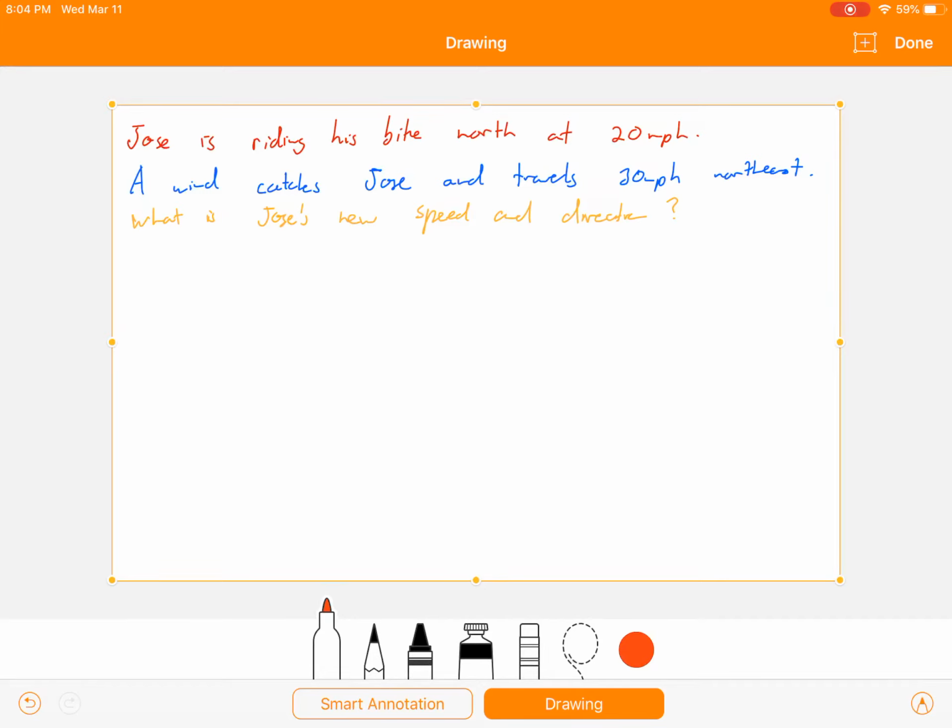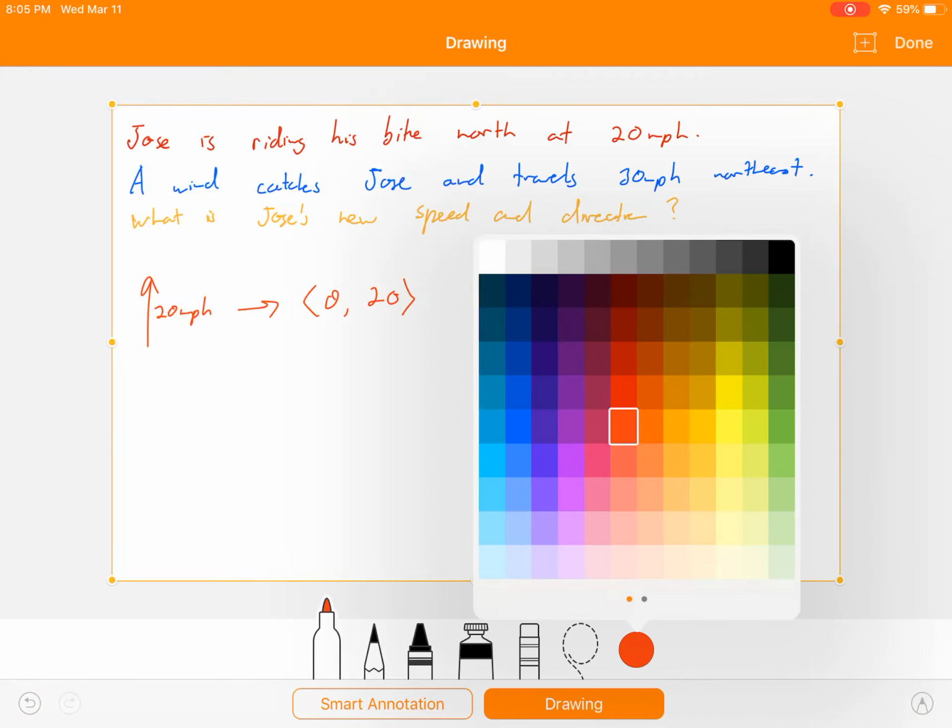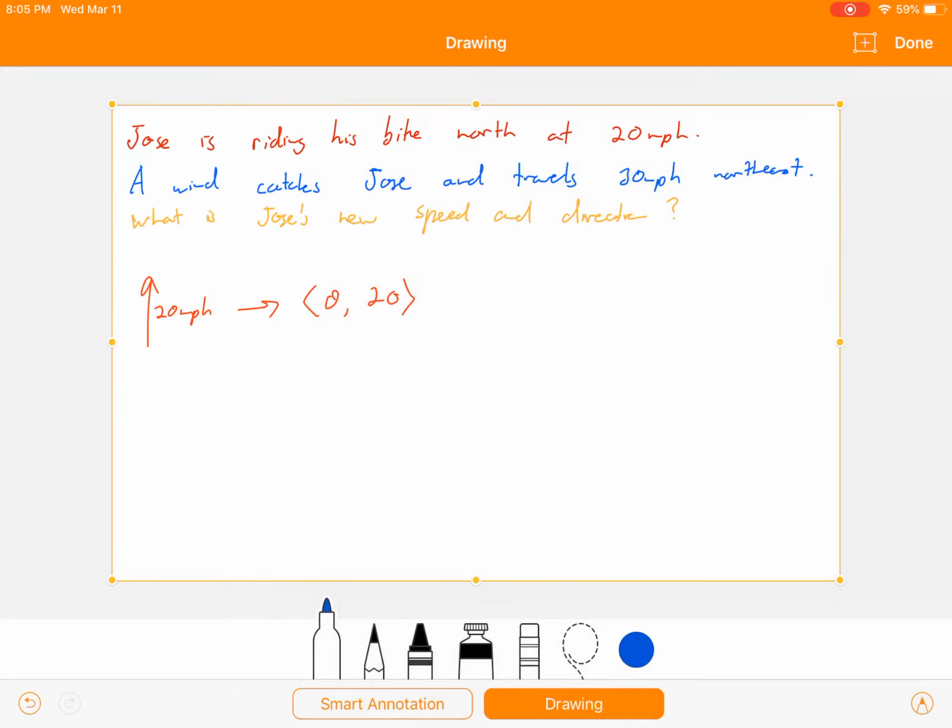So Jose is riding his bike north at 20 miles an hour. If we were to write this in component form, it would look like <0, 20>. So 0 because he's not going left or right, and 20 because he's going straight up, 20 miles per hour. Now the second thing is the wind. The wind is traveling at 30 miles per hour northeast.